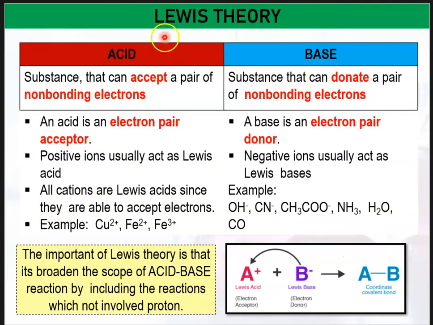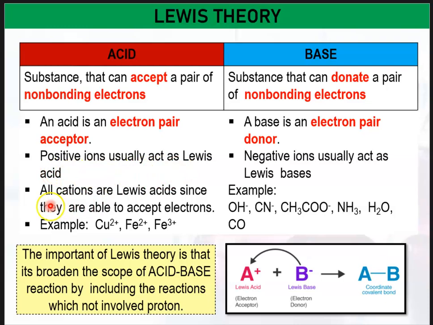And the third one is the Lewis theory. According to Lewis, acid is a substance that can accept a pair of non-bonding electrons, while base is a substance that can donate a pair of non-bonding electrons. Okay? An acid is an electron pair acceptor. It is a positive ion normally.